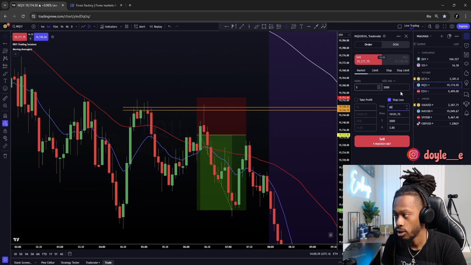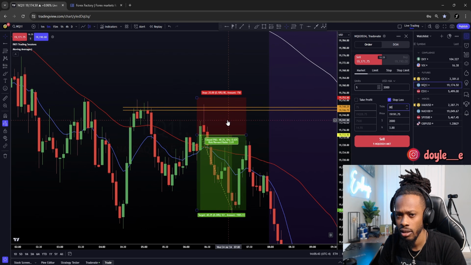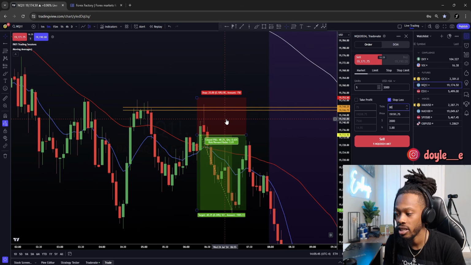So let's do the math. If our stop loss is $2,000, but we're going for a 1 to 2, how much is take profit if we win? If you said $4,000, you're absolutely right. Okay, so let's not overcomplicate this.